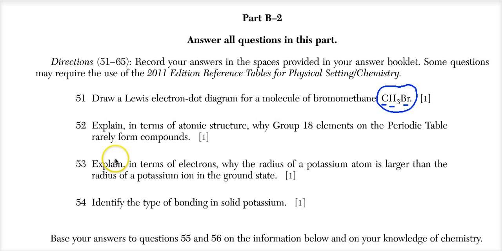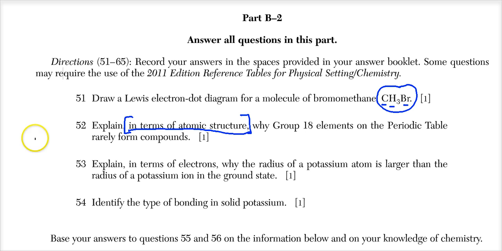52. Number 52 states, explain in terms of atomic structure why group 18 elements on the periodic table rarely form compounds. You really need to pay particular attention to how they want you to answer the question. They're saying in terms of atomic structure. Now, when we say in terms of atomic structure, we're talking about the atom.